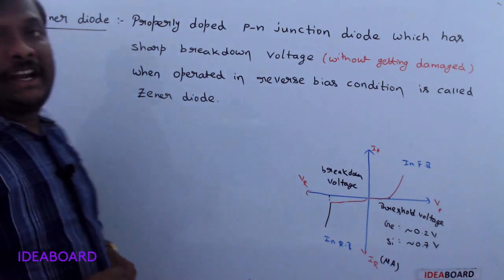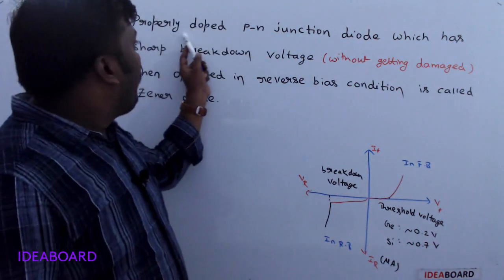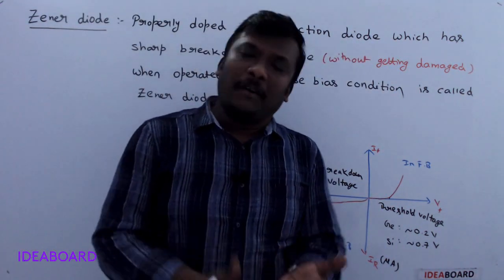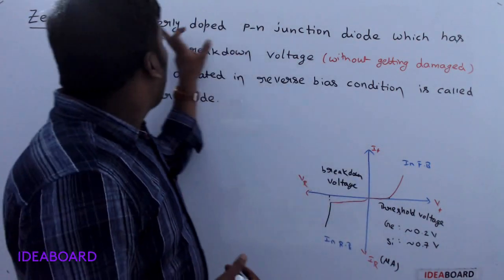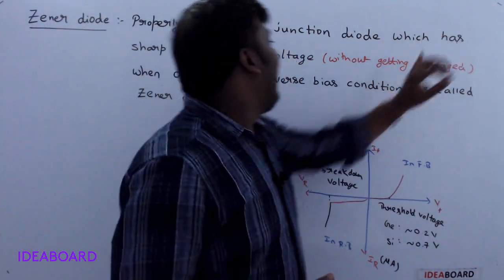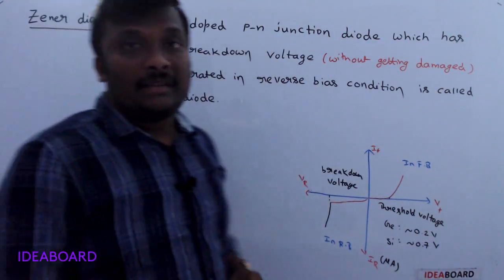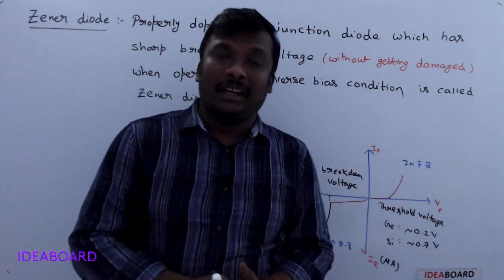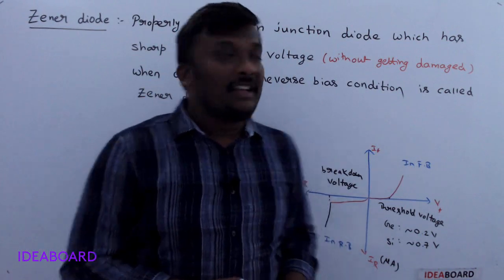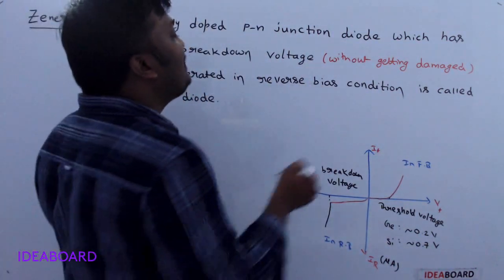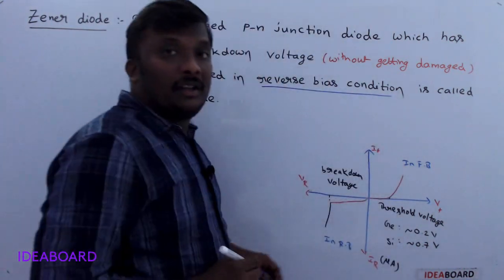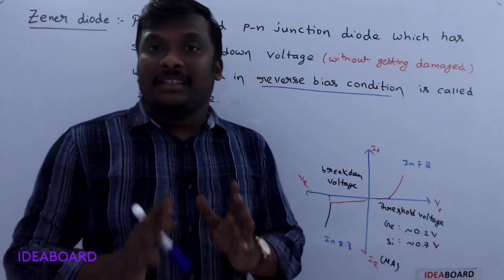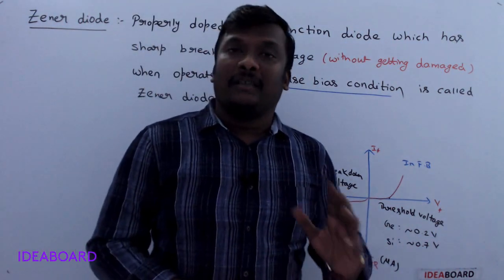So, what is a Zener diode? A Zener diode is nothing but a properly doped PN junction diode. So, a Zener diode is also one type of PN junction diode, but it is properly doped, and it has a sharp breakdown voltage without getting damaged. After reaching the breakdown voltage, the diode is not damaged when operated in reverse bias condition. Because we got the problem in reverse bias of the PN junction diode, that's why the Zener diode is mainly used in reverse bias.